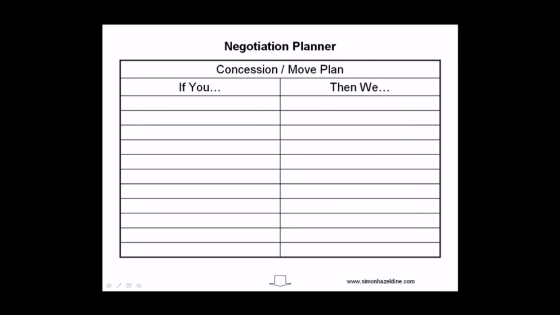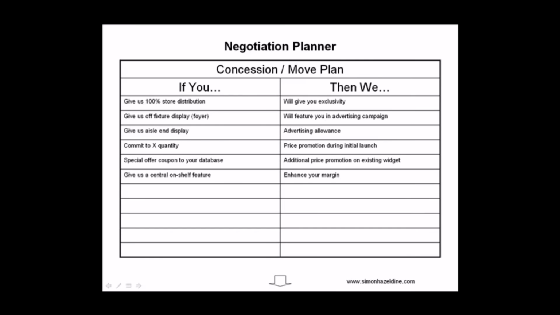Here we're just thinking through some of the concessions that we may ask for and what we would give in return. And here's just a few examples. If you give us 100% store distribution, then we will give you exclusivity. If you give us off-fixture displays in the foyer of the stores, then we will feature in the advertising campaign. If you give us an aisle end display in all your stores, then we will give you X £1,000 or dollars of advertising allowance, and so on and so forth.